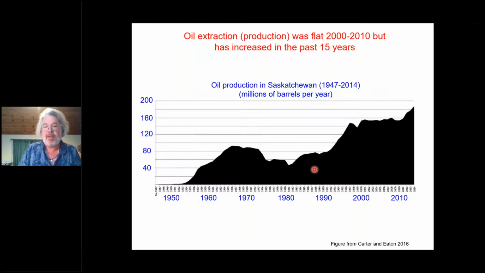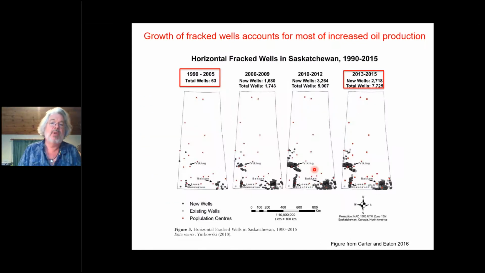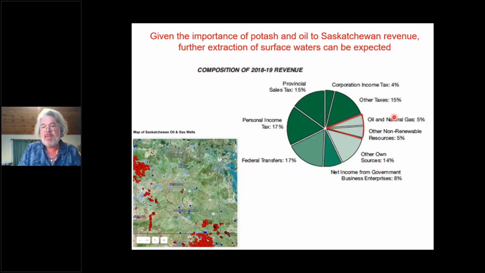We've seen a growth in oil production in Saskatchewan over the last 50 years, but recently, after a long plateau, there's been a big step up, and that step up is due to an explosion of fracking wells, going from some 63 wells in southern Saskatchewan by 1990 to nearly 8,000 wells by 2015, and it's increasing given the importance of the revenue from these oil and gas wells. We can expect that exploration will continue, and so fracking will continue to use surface waters.